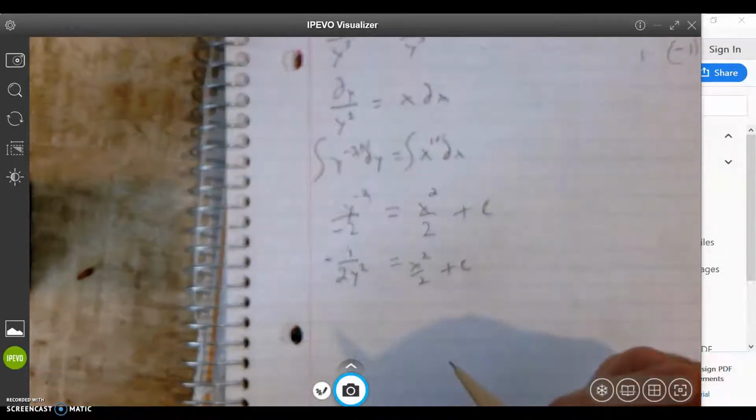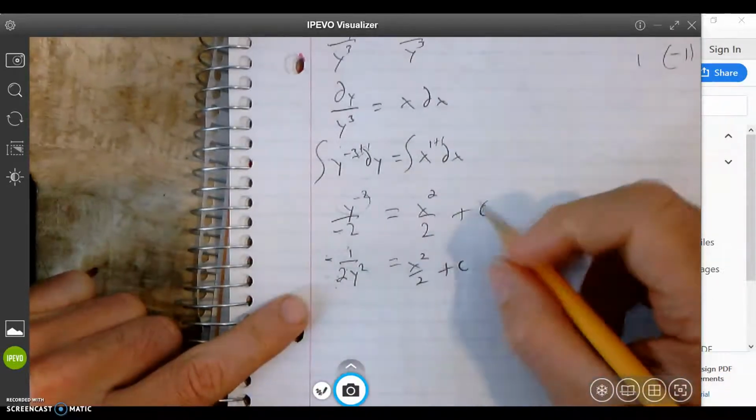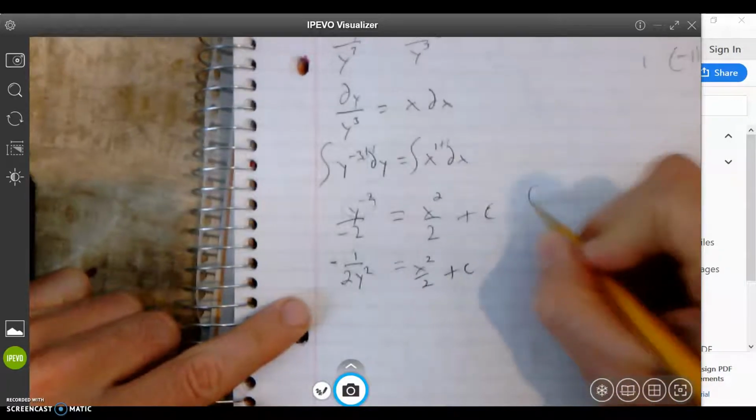All right, looking good. Now we're going to get our initial condition going. So we got f of 2.